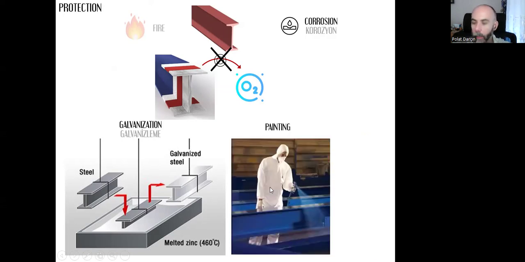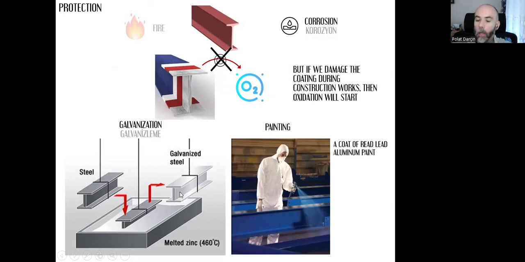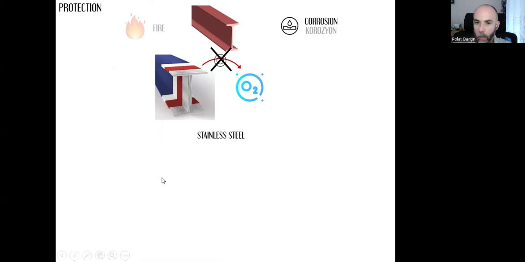Or we can have painting. And obviously, this is a different type of painting, a different chemical substance. It's a coat of red lead aluminum paint. If we cover the whole surface of the metal, then the connection of the oxygen atoms will stop, obviously. But we cannot damage it. We cannot cut, we cannot create holes, or we cannot scratch the surface. Otherwise, this coating of melted zinc or aluminum paint will wear away, and the oxidation can start again.